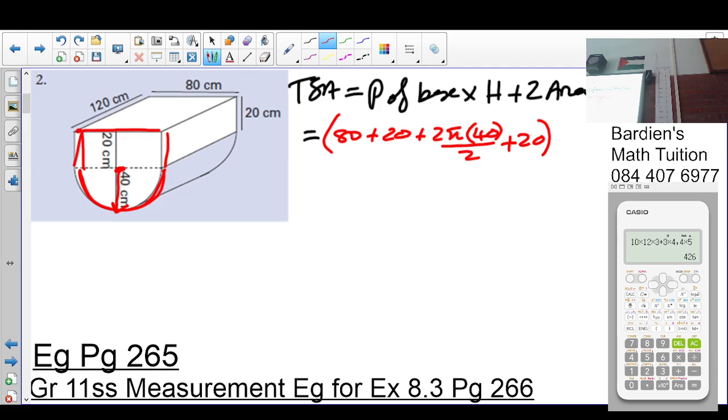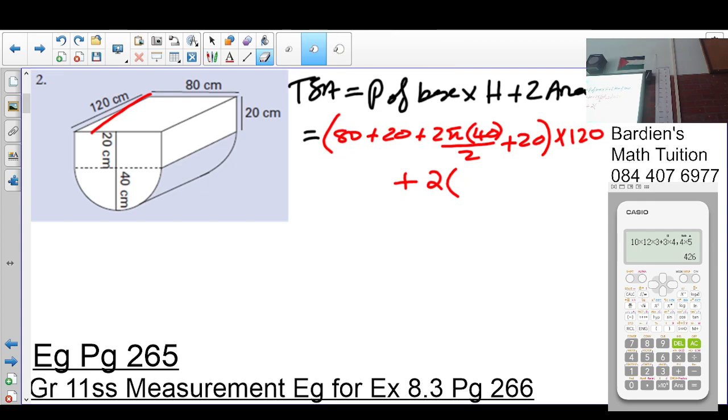You all understand it? Again, I started here. I got that length, which is 80. That is 20. This is a semicircle, so it's 2 pi r. The radius was 40. I divide by 2 because I had semi, plus that length again, which is 20. Okay, so what must I do? I multiply that by the height. And what is the height of this object? 120. Plus 2 times the area of base.